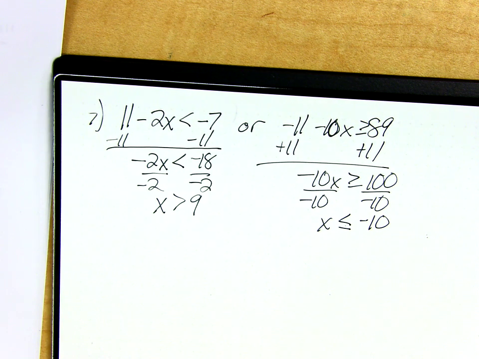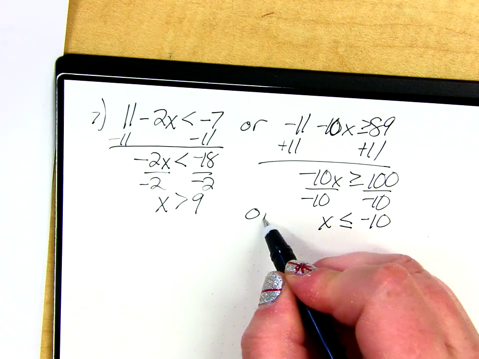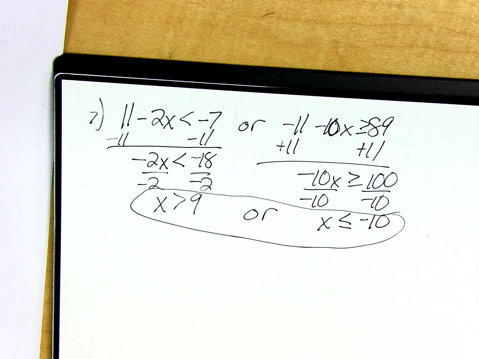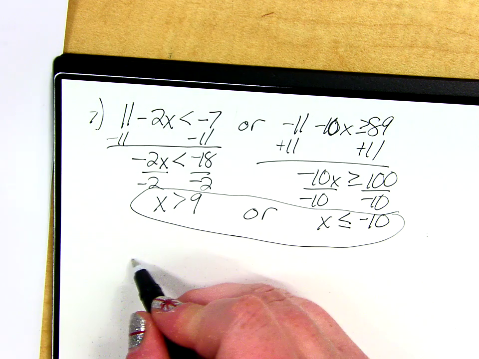That's it. So now, this is an or problem. So make sure you write the word or. Put a box around your answer or a circle, whatever. And now, let's go ahead and graph it.